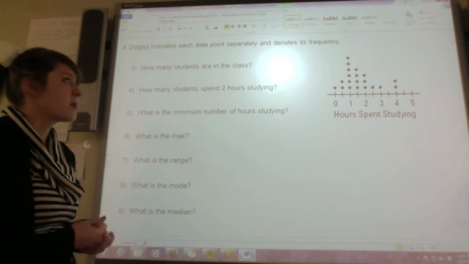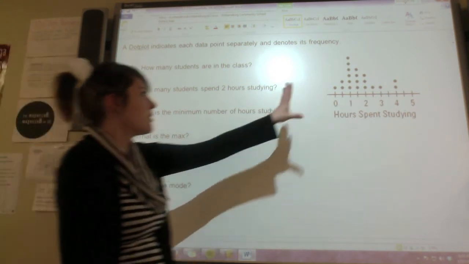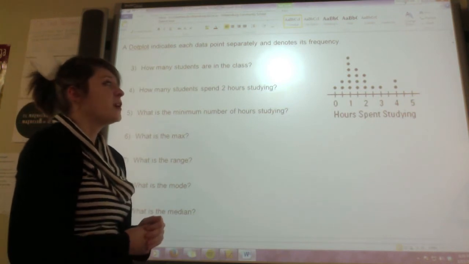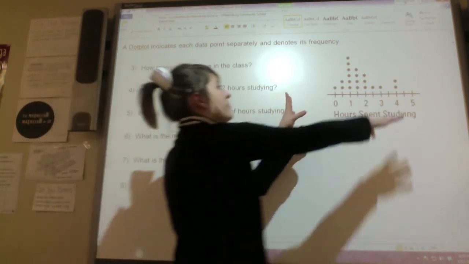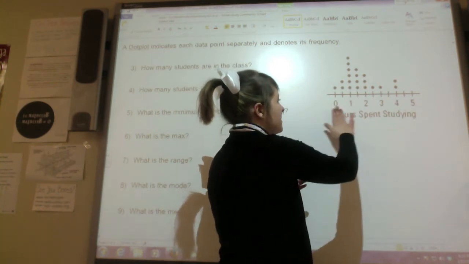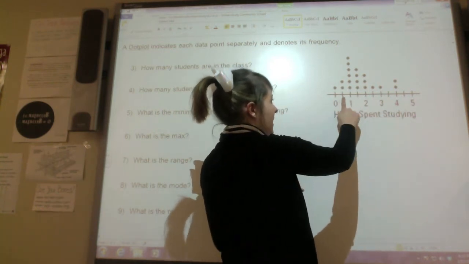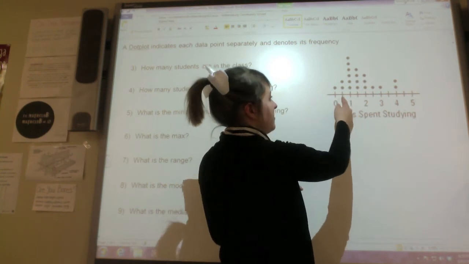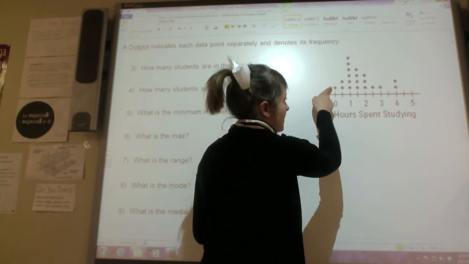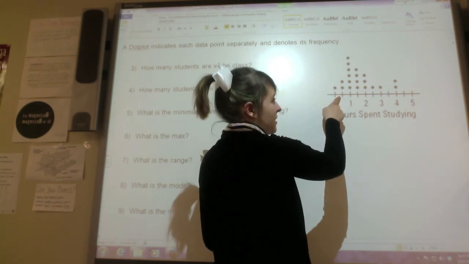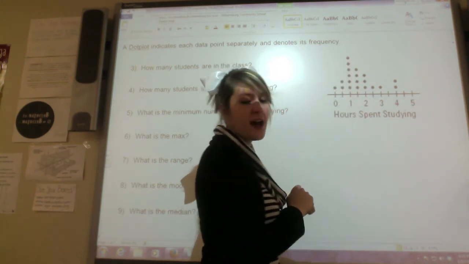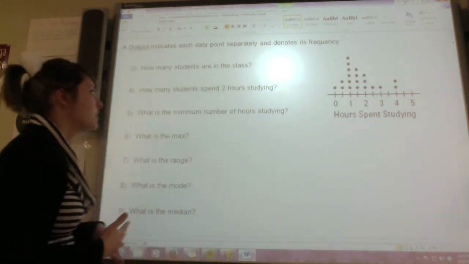Alright, next up I want to talk about dot plots. So this is what a dot plot looks like. And a dot plot indicates each data point separately and denotes its frequency. So if I were to read this dot plot, I'm talking about the hours spent studying, and I have 0 through 5 here. And notice that I have these marks between 0 and 1. This would be like 0.5. So there's one person that studies 0 hours, there's 2 people that study a half hour, there's 1, 2, 3, 4, 5, 6 people that study for an hour. So that's essentially how I would read a dot plot.